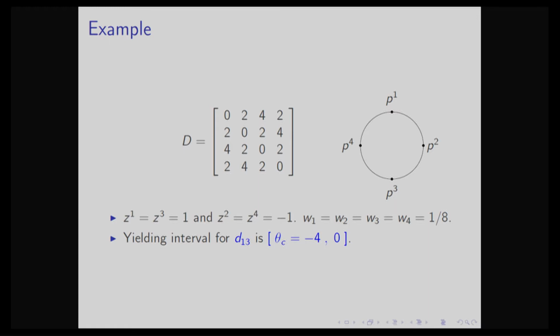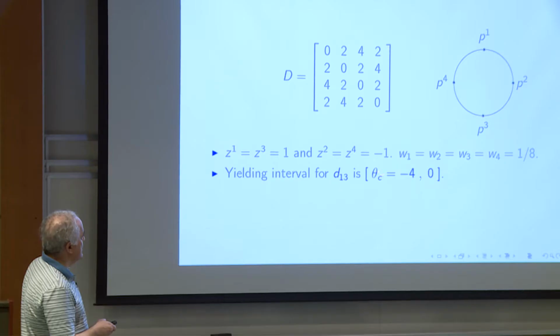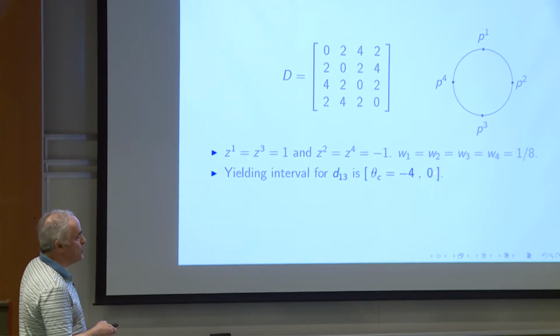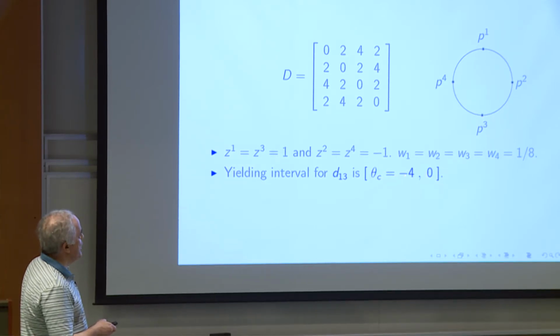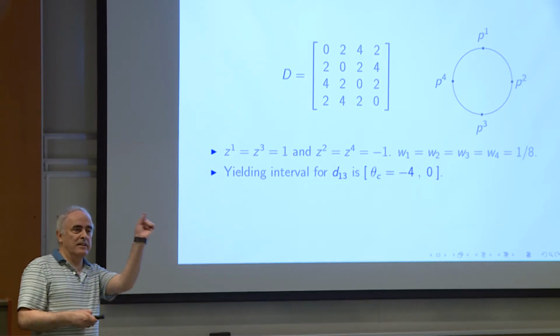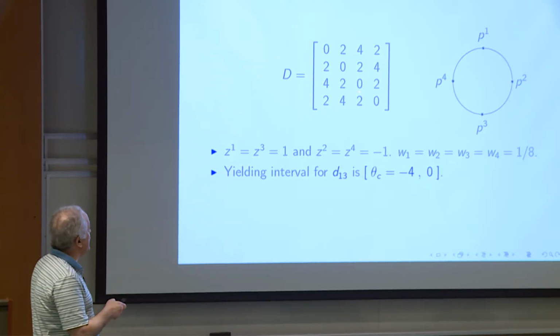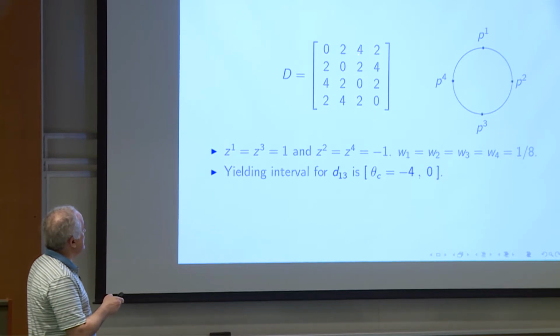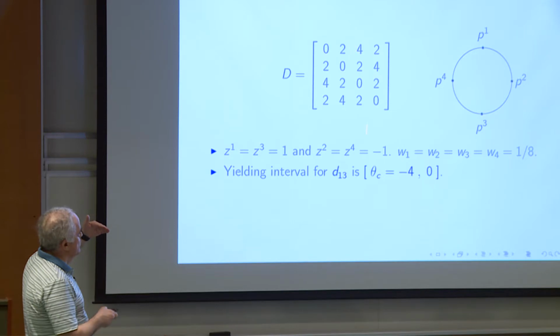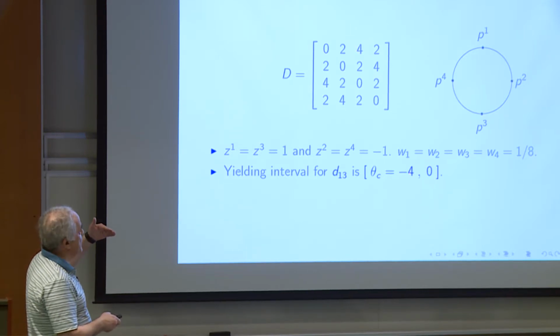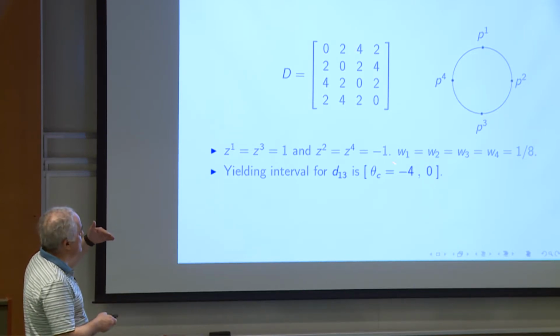So the yielding interval of entry 1, 3 is from minus 4 to 0. So you can change it from minus 4 to 0, meaning the distance is going to reduce. So this entry here, this entry 4, can decrease all the way to 0. It can decrease by 4. It cannot increase. It can decrease to 0.